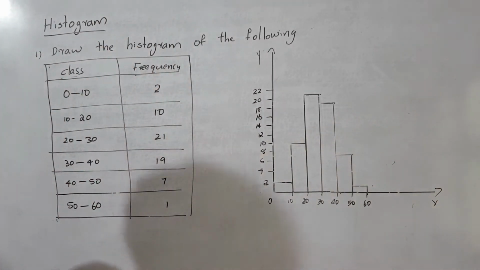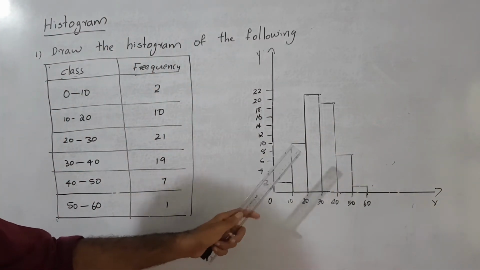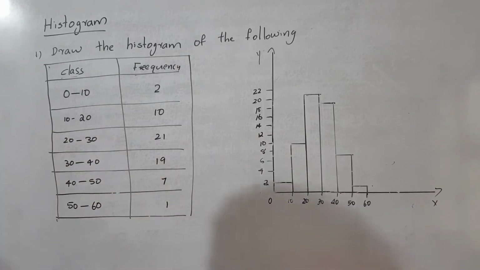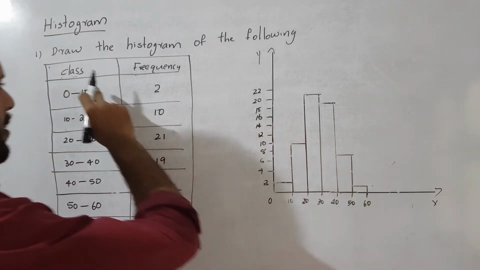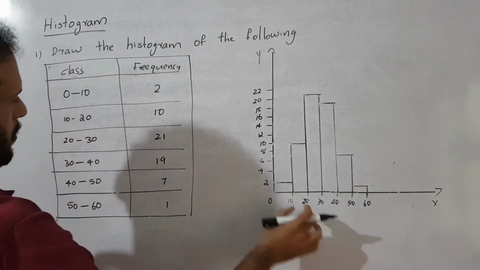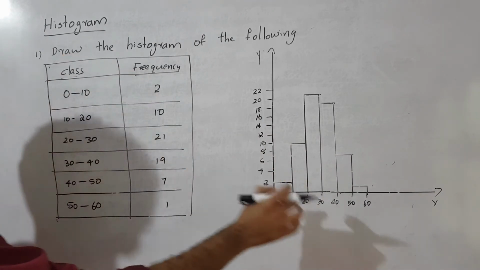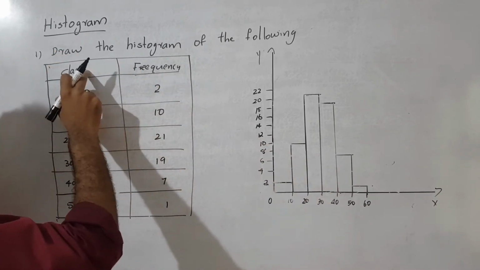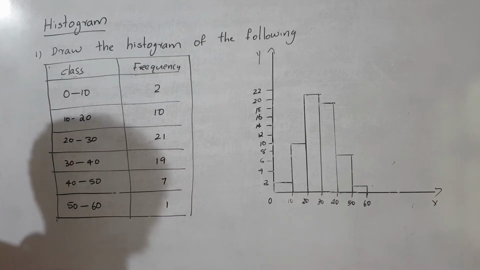So this is the representation, the histogram of this frequency. Then what is given? This one is based on what? The class. What is given here, that we write here. Okay, here the class is given. So if the class is age, then we write here age. If it is marks, then we write here marks.